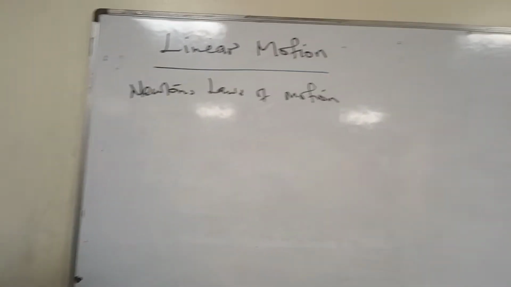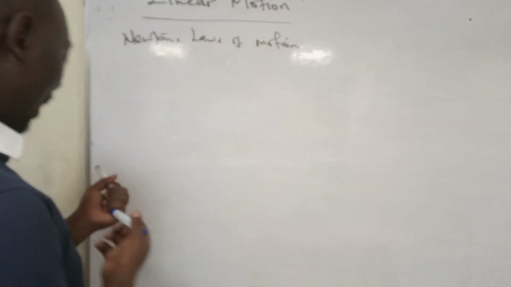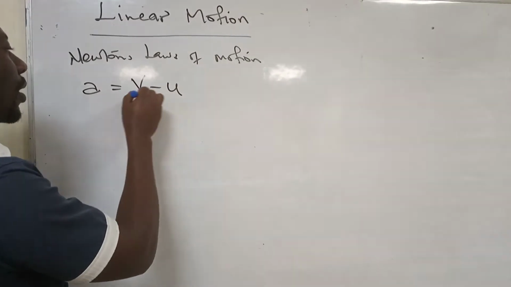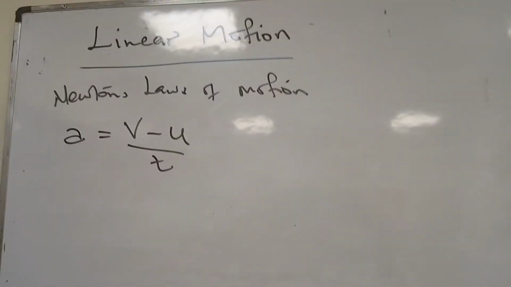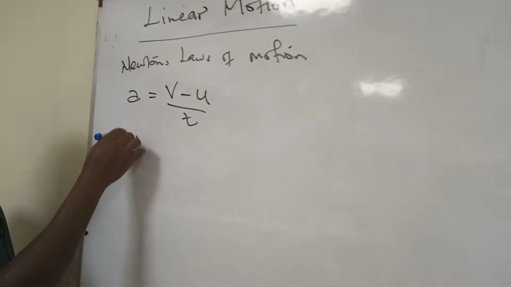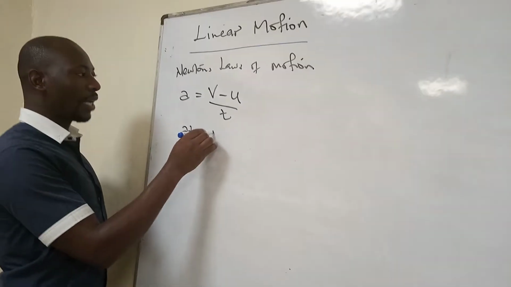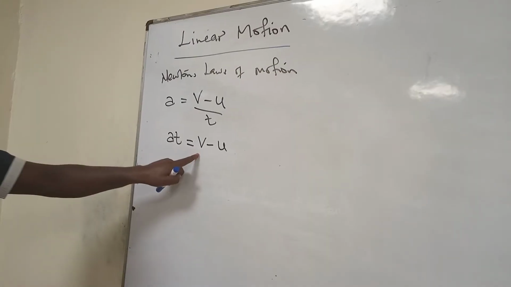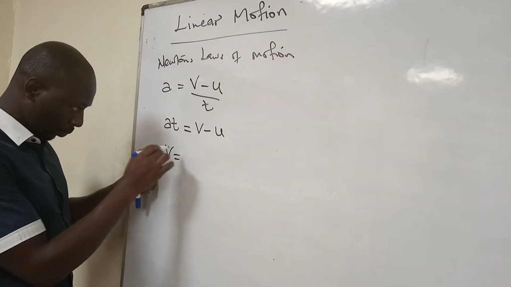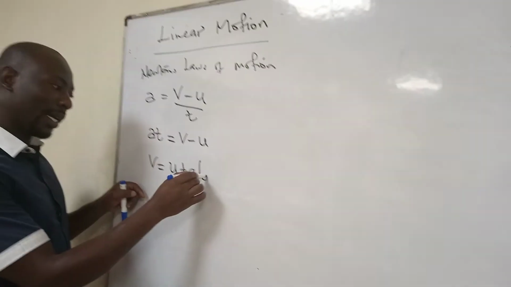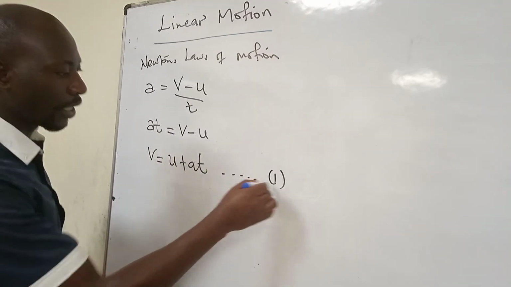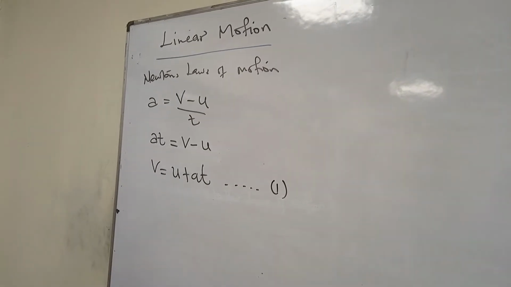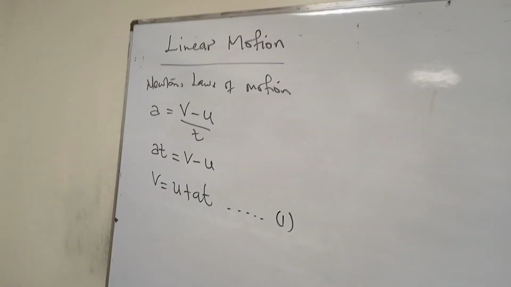First we started from the equation of acceleration, and we have defined that acceleration a is given as final velocity minus initial velocity over time taken. So we can make it a straight line equation by saying that acceleration times time is given as final velocity minus initial velocity. We can make v the subject of the formula, say that v is equal to u plus at. So this is what we call the first equation, or Newton's first law of motion. That's very interesting.